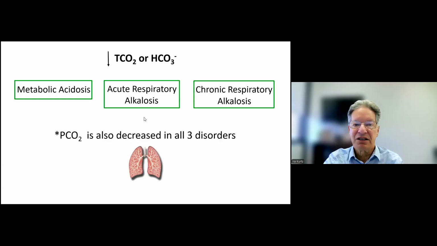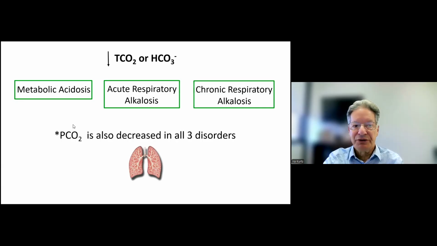All three entities lower the bicarbonate or the total CO2 on the metabolic panel. And you can't tell just from looking at that which of the three it is, although most people would intuitively say metabolic acidosis, but you have to remember the other two possibilities also. Otherwise, you're going to miss these diagnoses potentially. And then we'll talk about how to distinguish the three without looking at the pH.